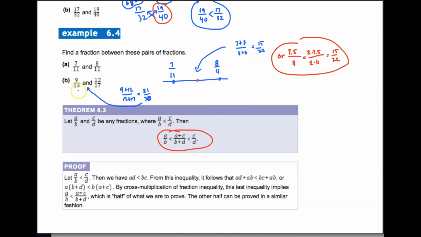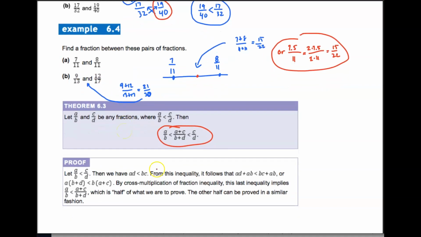Find a fraction between 9/13 and 12/17. Add them: 9 plus 12, 13 plus 17, and now you have 21 over 30 is one fraction, but there's an infinite amount of fractions in between those.